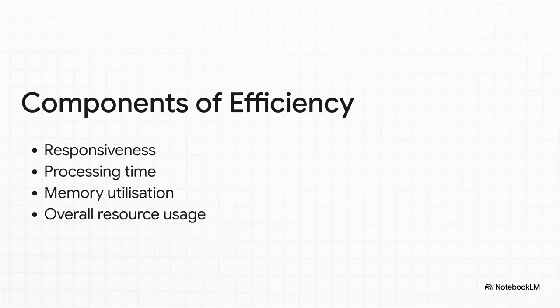Right. Like responsiveness. That's when you tap something and it reacts instantly, no lag. Then you've got processing time, which is how long it takes to, say, save a photo. And memory utilization. That's the one that makes your whole phone feel sluggish because one app is hogging everything. And then there's the big one, just general resource usage. That's what's killing your battery.